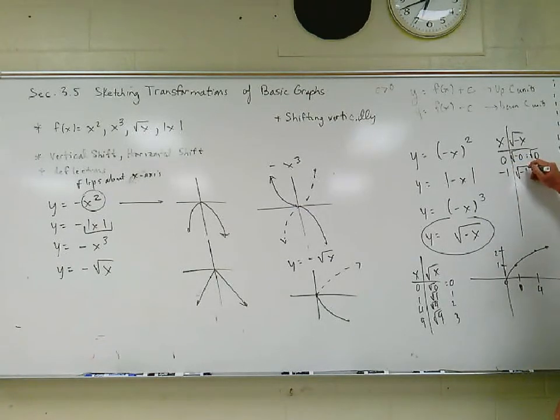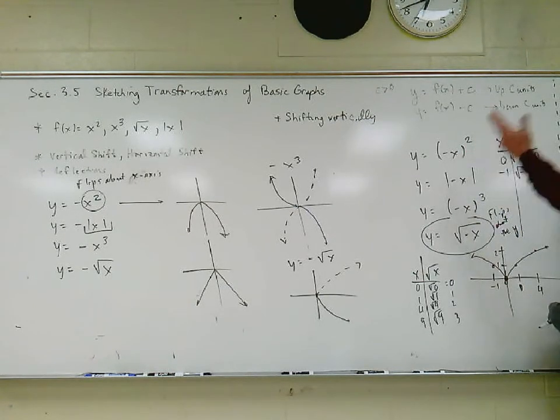And this is why it flips about the y. Because if you pick a -1, when you plug it in, a negative times a negative becomes positive. So notice here's your point. Still got 0, 0, but you got -1, 1 now. So this is the best one to see that it flips about the y.